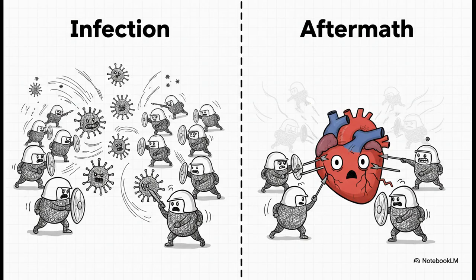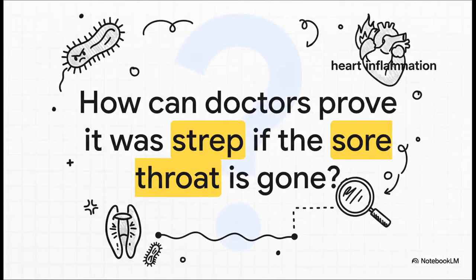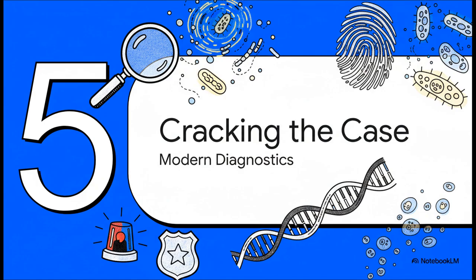And as you can imagine, that creates a real diagnostic challenge. Which brings up the obvious question, right? If a patient shows up weeks later with heart inflammation and their strep throat is just a distant memory, how does a doctor connect the dots and prove what actually caused it? Well, the answer lies in modern diagnostics. You really have to think of it like microbial forensics. The culprit is long gone, so instead of looking for the criminal itself, we have to look for the fingerprints it left behind. And in this case, those fingerprints are the antibody response it provoked in us.